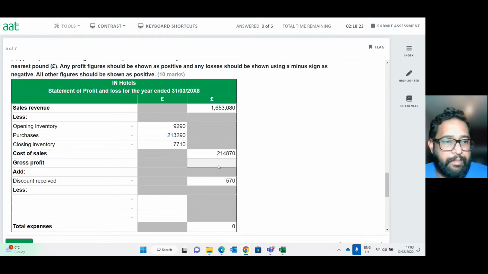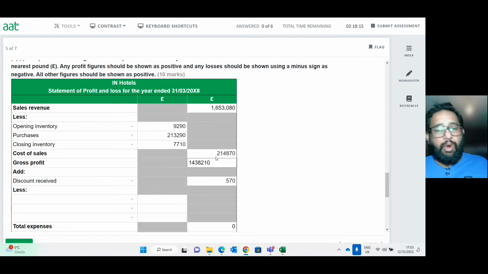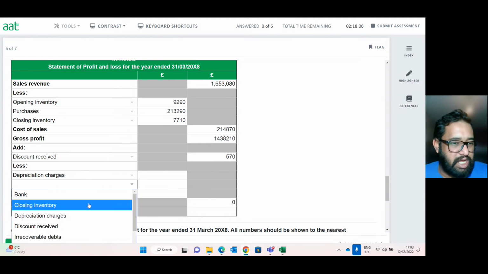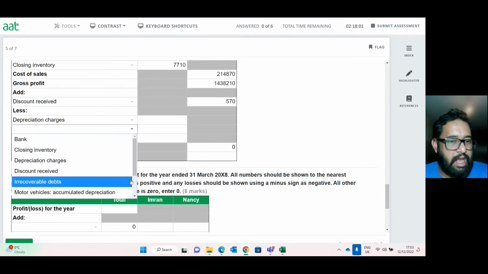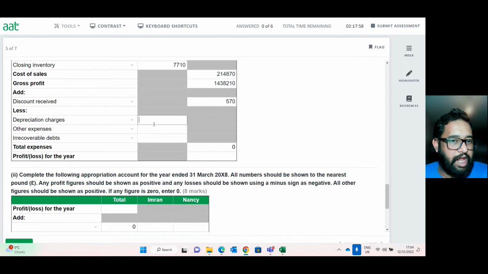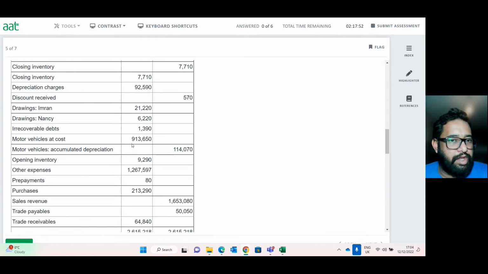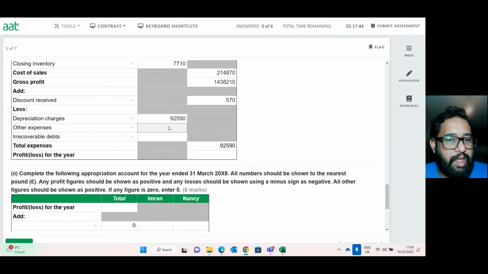So we have the gross profit of 1,438,210. We have included that figure here. And then obviously any expenses we have to take away: depreciation charge, irrecoverable debt, and the other expenses, so we don't forget any of it. The depreciation charge is coming to an amount of 92,590. See, that's auto calculated here, so that's not a big problem.